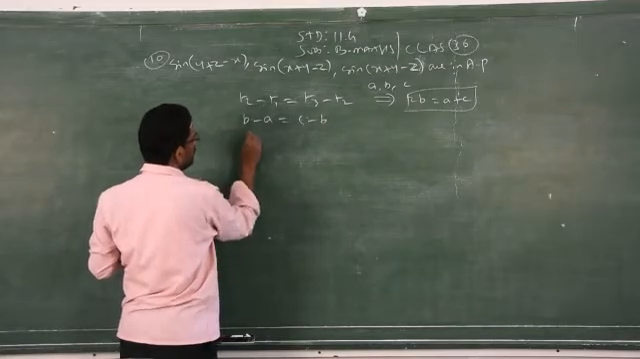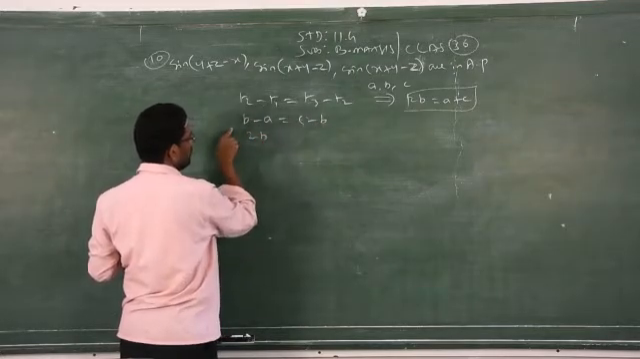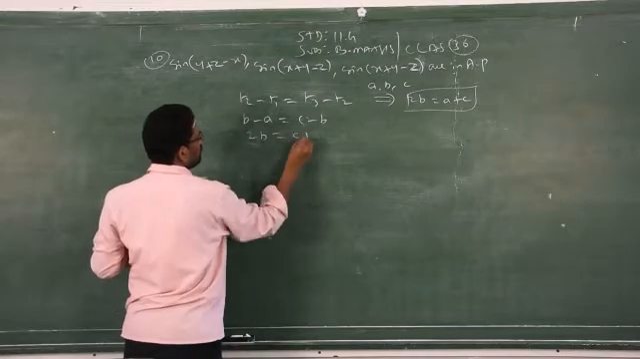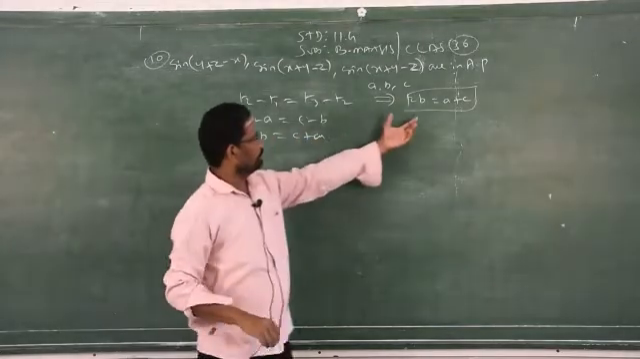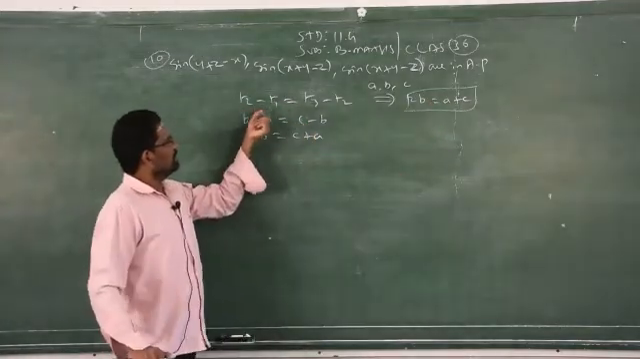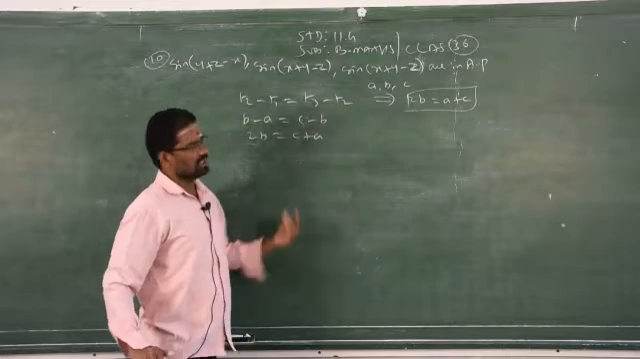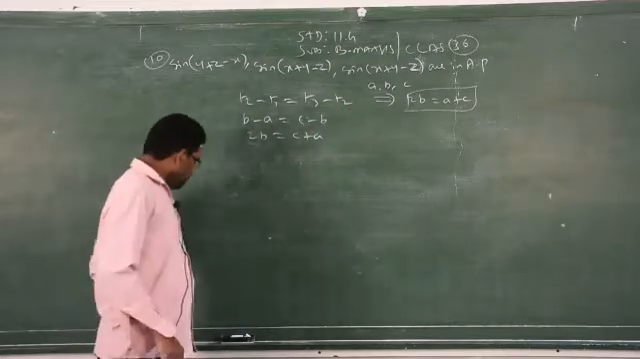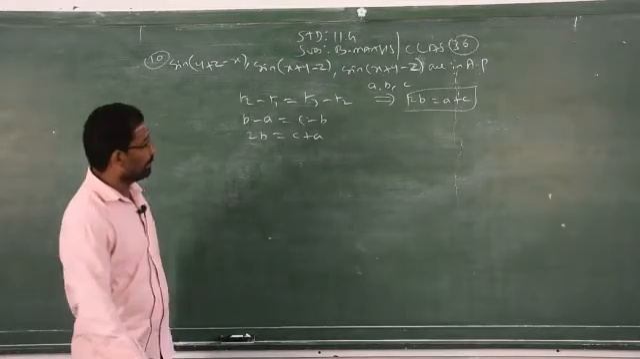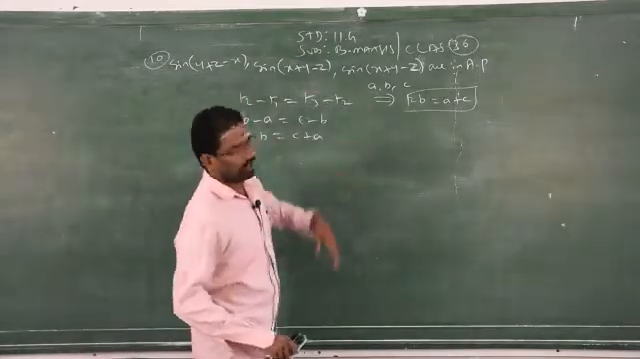So when you transfer B to one side, minus B becomes plus B. B plus B, 2B is equal to C plus A. So that's what you'll get. You'll get the result by using this T2 minus T1 is equal to T3 minus T2 concept. The difference between the consecutive terms should always be the same. Then only the sequence is called an AP.